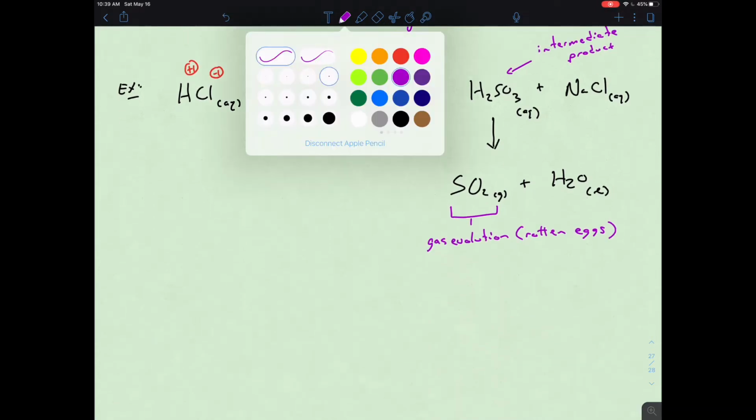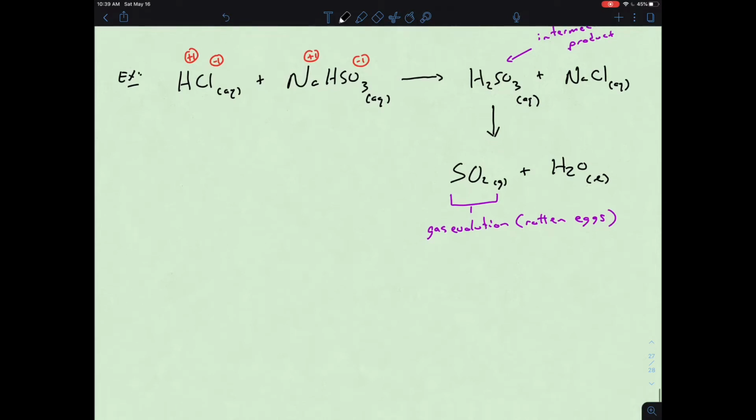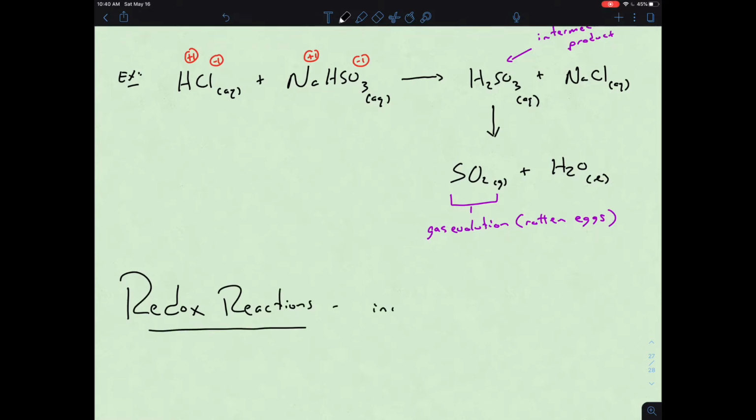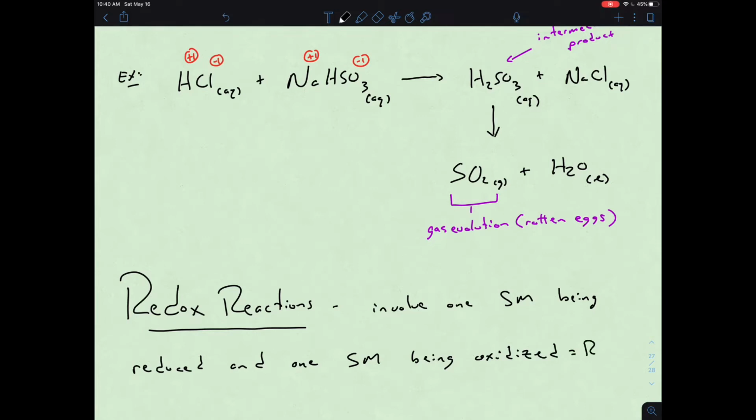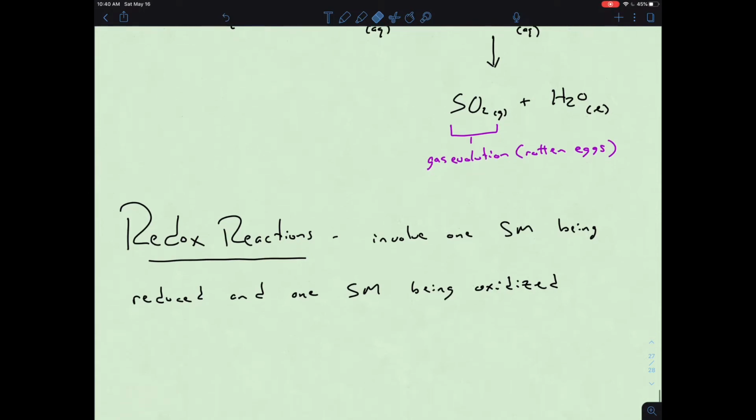The other reaction in this particular module that we need to discuss is then redox reactions. And redox reactions involve one starting material being reduced and one starting material being oxidized. And that is really our defining feature of redox, right? That we have a reduction and an oxidation.